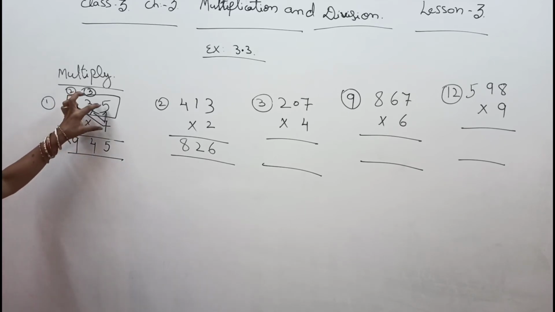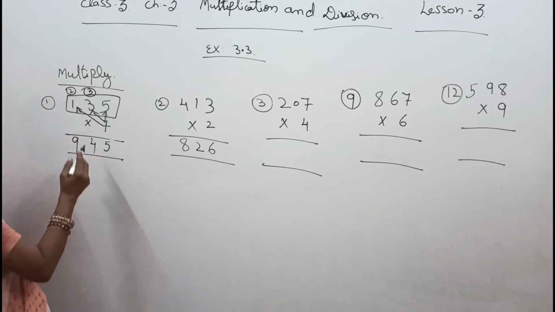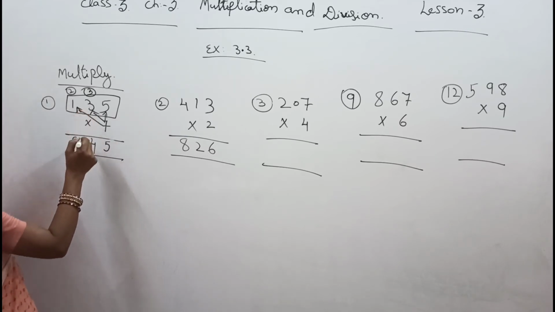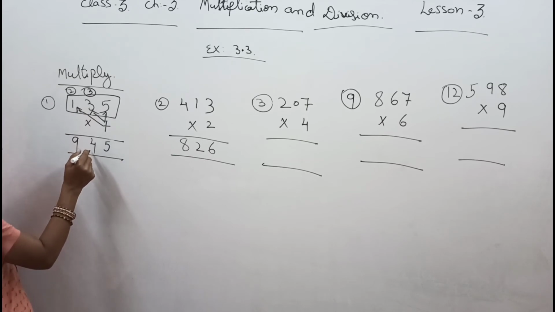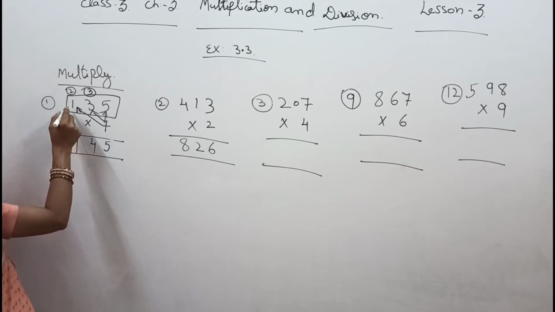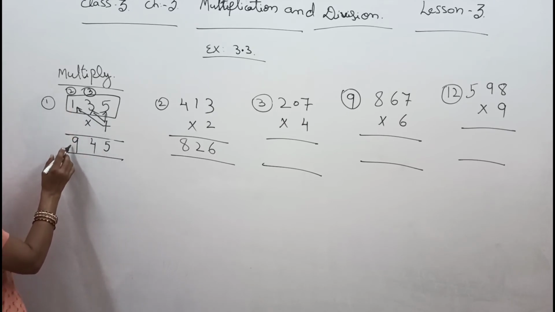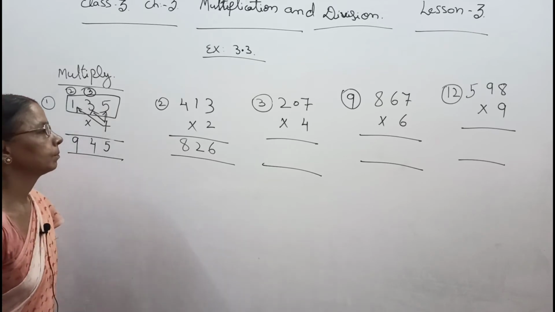First we have to multiply with the ones place number, and we put that under the ones place. Second is the tens place, and again we put the answer in the tens place. Then third is the hundreds place, where we multiply and the answer will come under the same place value, that is hundreds.